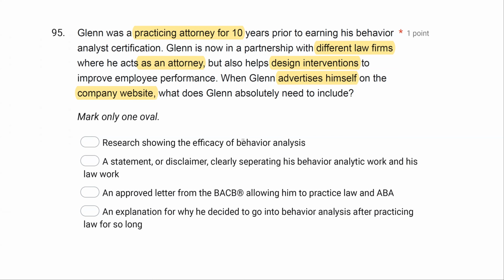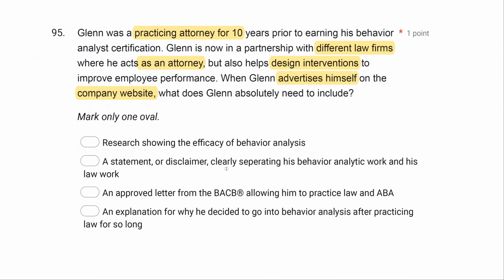A, research showing the efficacy of behavior analysis. Not necessarily, right? The efficacy is proven. He doesn't have to reprove it over and over again. He's got a certification. So Glenn, in theory, is okay to practice behavior analysis. B, a statement or disclaimer clearly separating his behavior analytic work and his law work. Yes. When those things are not in conjunction, Glenn has to make that very, very clear. I'm acting as an attorney here, and then I'm acting as a behavior analyst here.